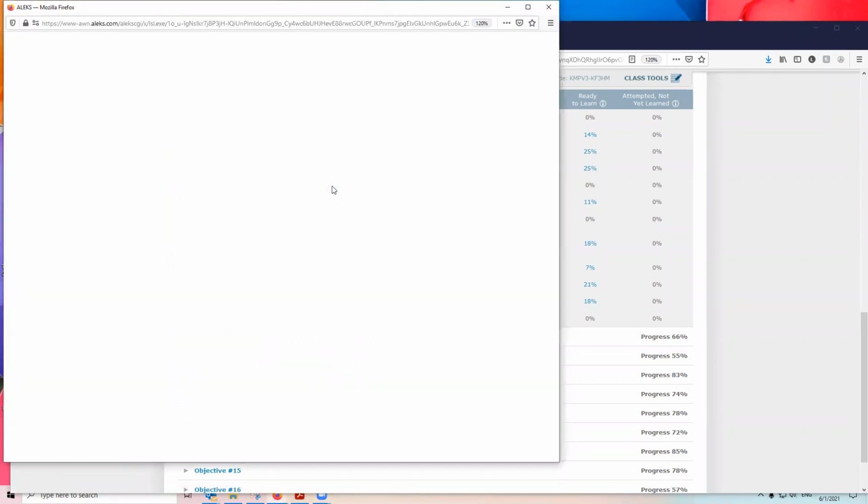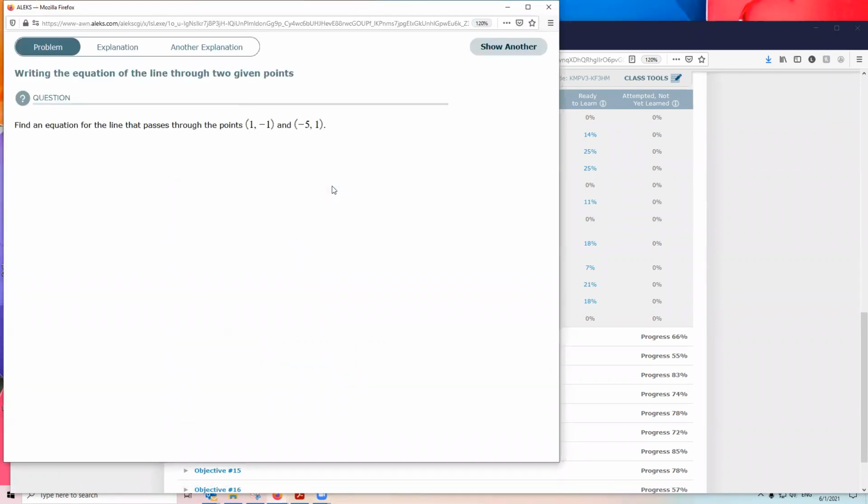What if we take a look at this one? It says find an equation of a line that passes through these 2 points. All right, well, it never hurts to graph or get a quick idea what the line looks like. Let's do that. So 1, negative 1 would be here, and negative 5, 1 would be up here somewhere. So this line looks like it's going downhill. So I can see it's going to be a negative slope.